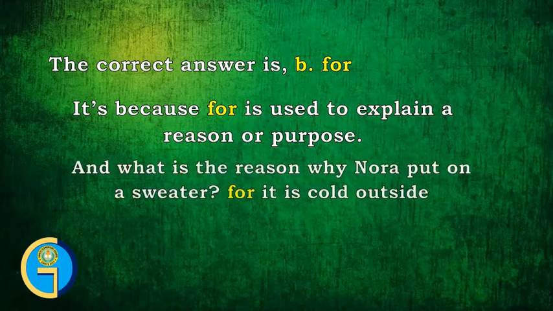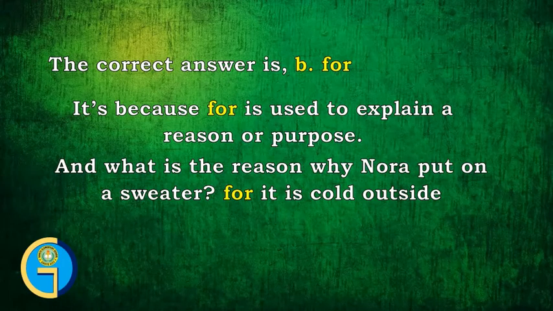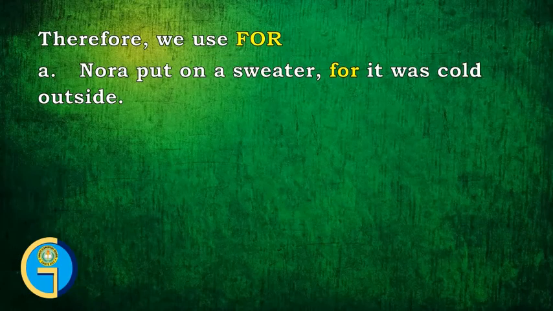So, class, the key for you to determine which coordinating conjunction is to be used to complete the compound sentence is to first analyze the independent clauses. And in this case, what is the reason why Nora put on a sweater? The answer is, it was cold outside. Therefore, we use for. Nora put on a sweater, for it was cold outside. Okay?